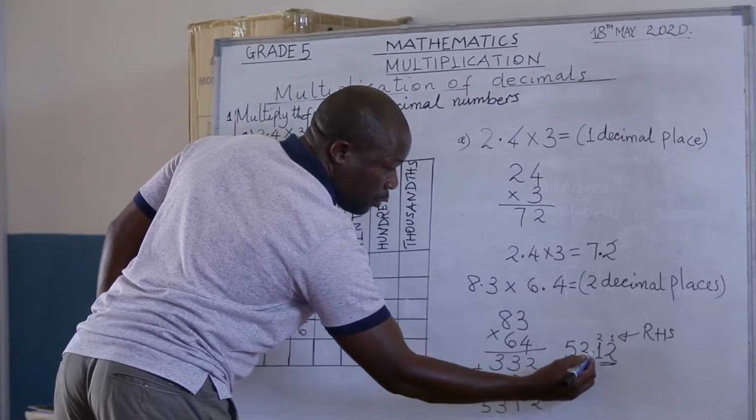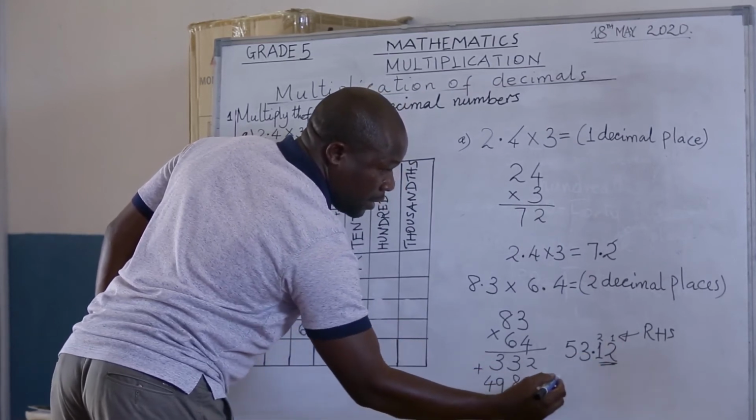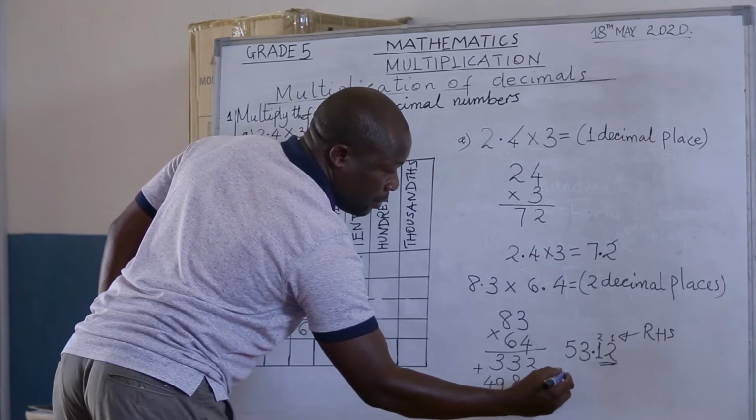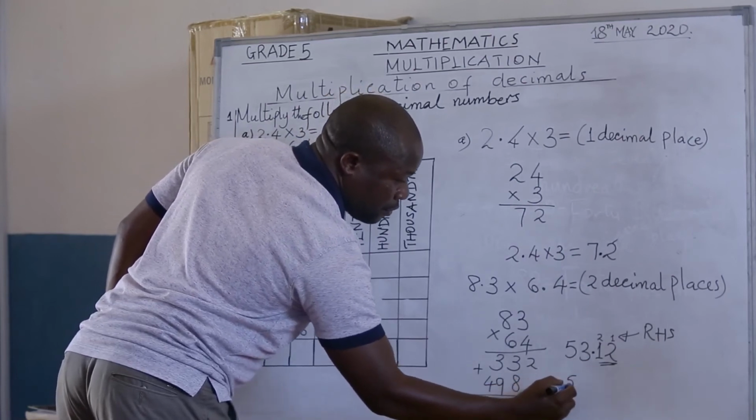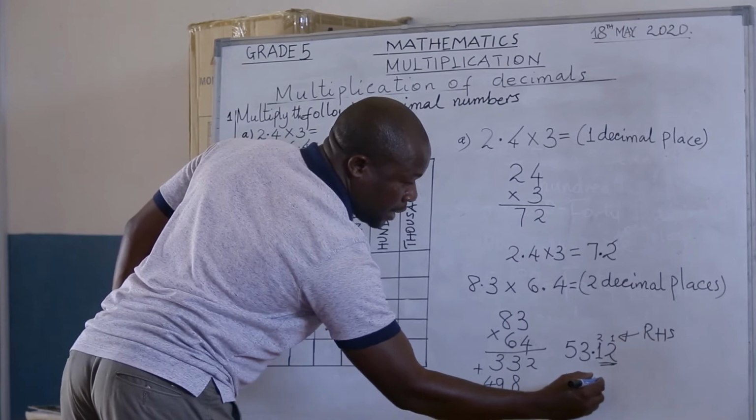Now put your decimal point between 3 and 1. Therefore, our answer will be 53.12.